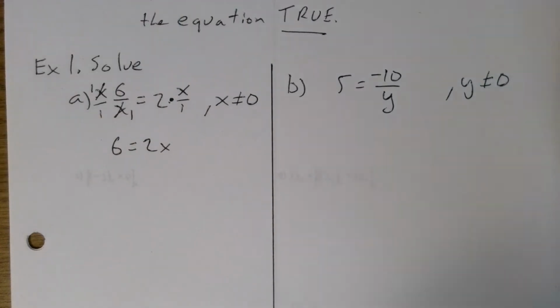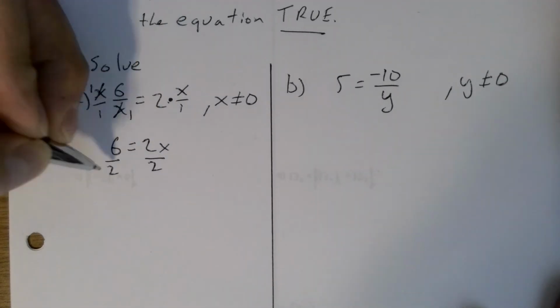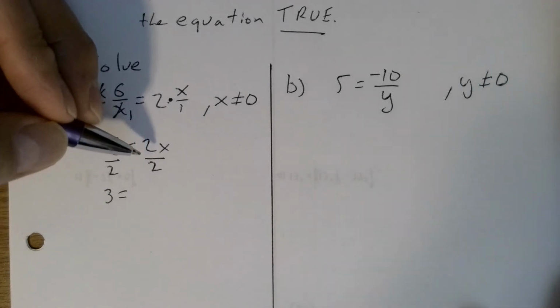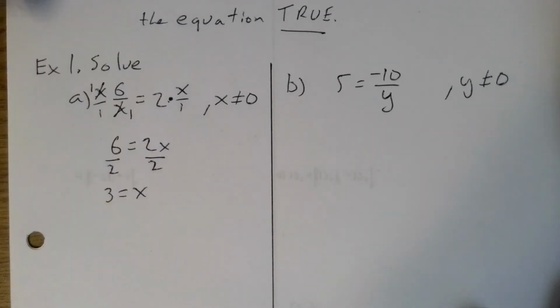And now, this is like one of the easy questions we did on the first day. We just want to divide both sides by 2. 6 divided by 2 is 3. 2 divided by 2 is 1. So we end up with 1 times x, which is just x. Okay, let's make sure that that worked.